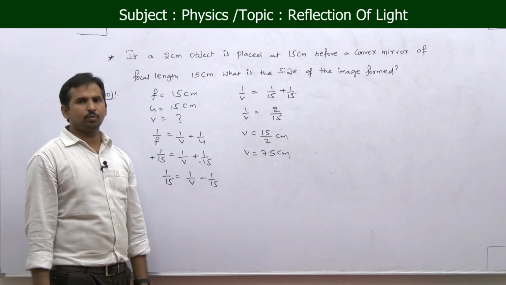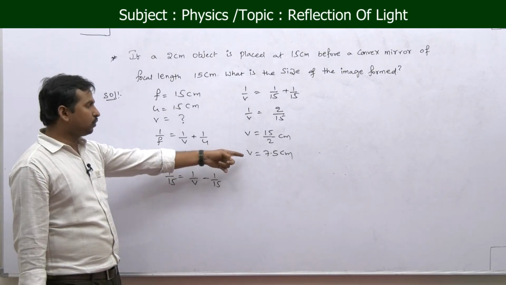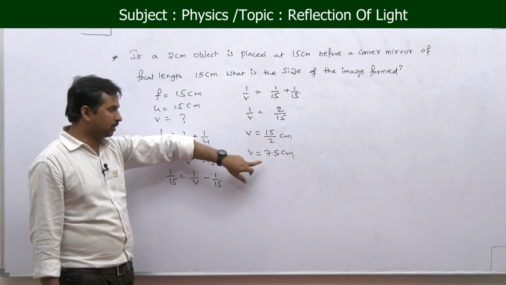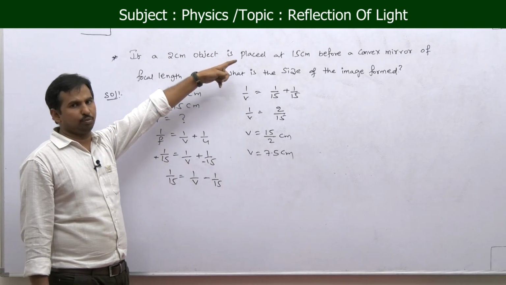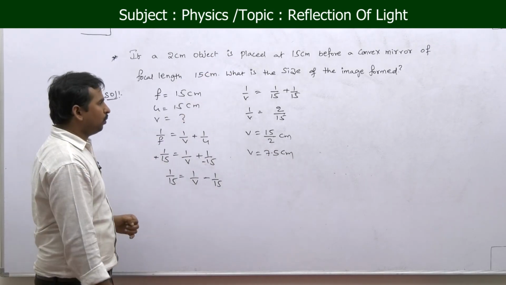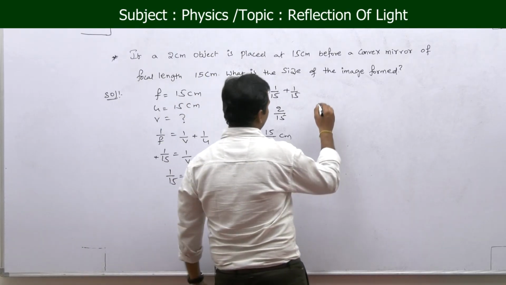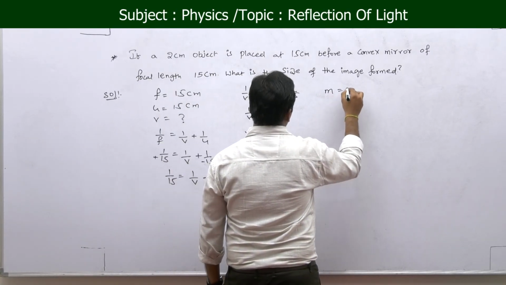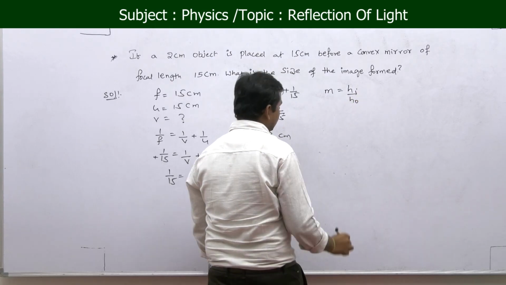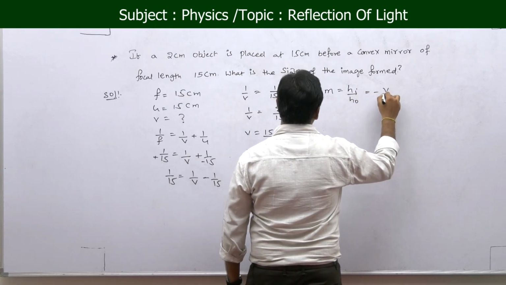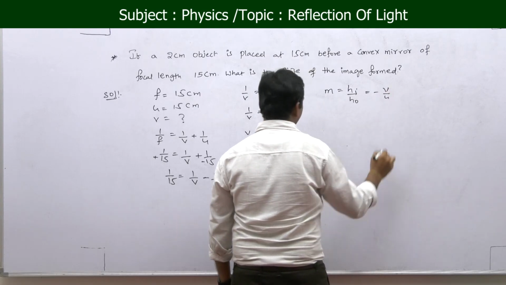That is the image distance we got. And not only that, if you see the sign convention, the image distance is positive, which is like a convex mirror. Okay. Now we need to find the magnification here. We know that magnification m is equal to height of the image by height of object, and it is also equal to minus v by u.